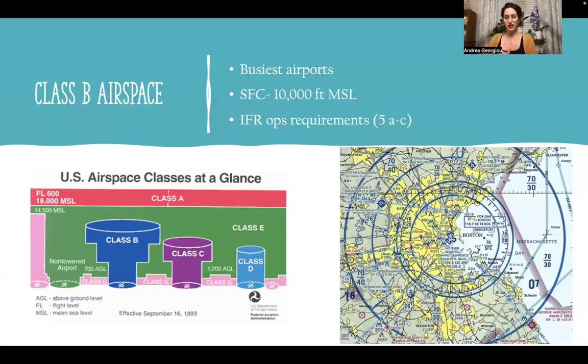So that's the dimensions. What does the airplane have to have? Go to paragraph B1. And it says, unless otherwise authorized by ATC, aircraft must be equipped with an operable two-way radio capable of communicating with ATC on appropriate frequencies for that Class B airspace. We have to remember this is the busiest airspace in the world, right? So ATC needs to be able to communicate with you, and you need to be able to communicate with ATC.